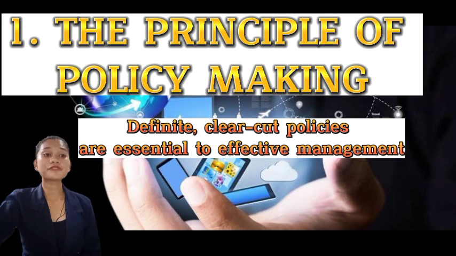So here is the first principle, which is the principle of policy making. Definite, clear-cut policies are essential to effective management. Policies are general plans of action for the conduct of operations. They define the true interests of the company, the ideals to be achieved, and broadly outline the method to be used. Care must be taken that they are not so idealistic as to be impractical and nothing more than pretty words on paper.